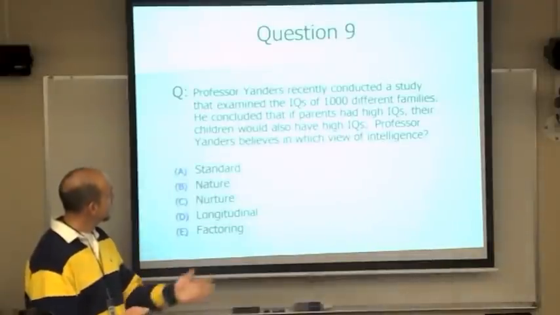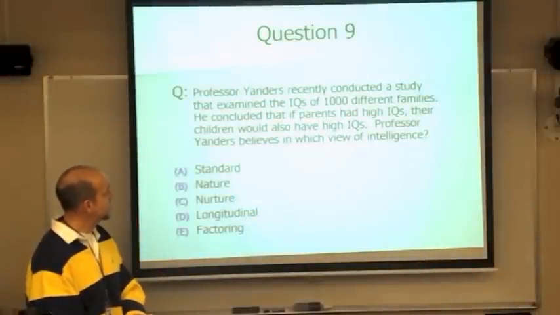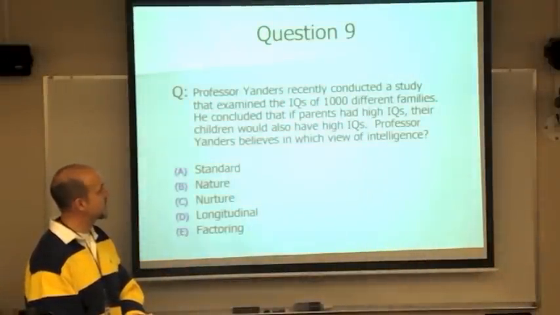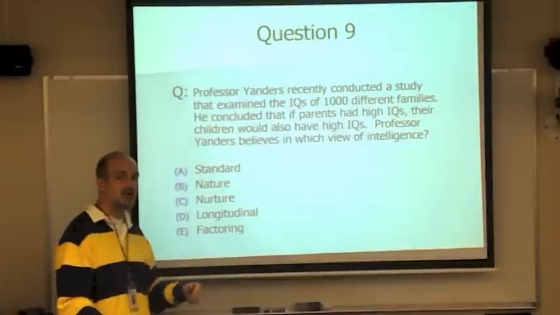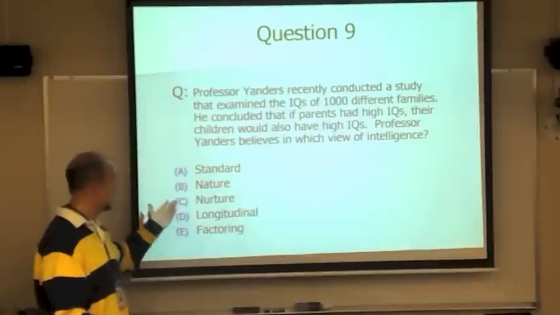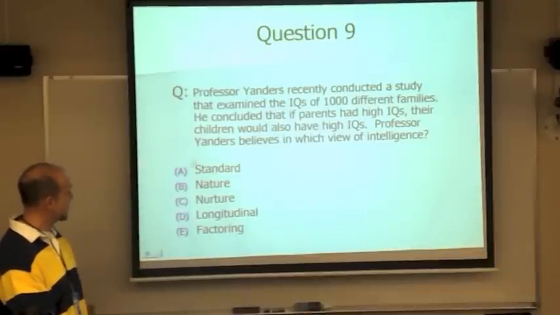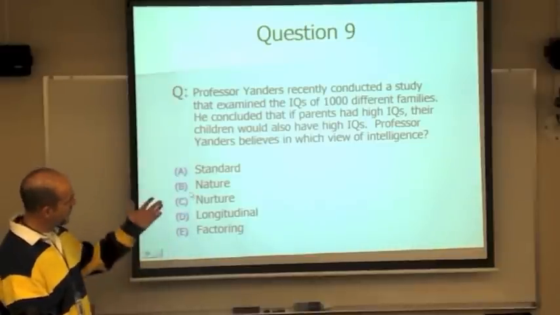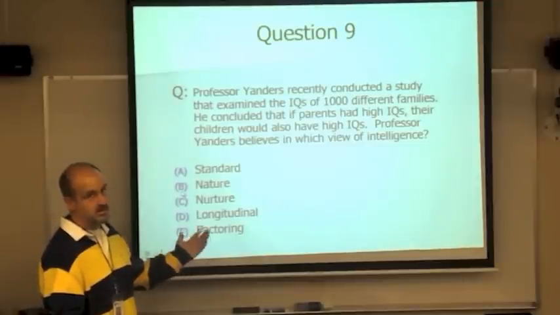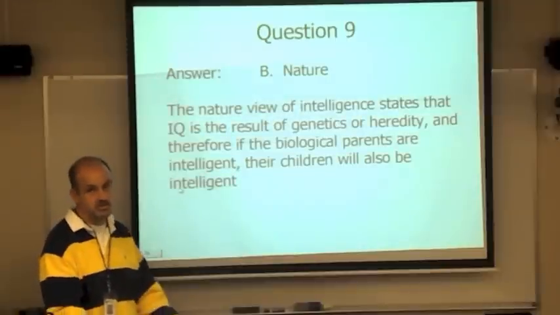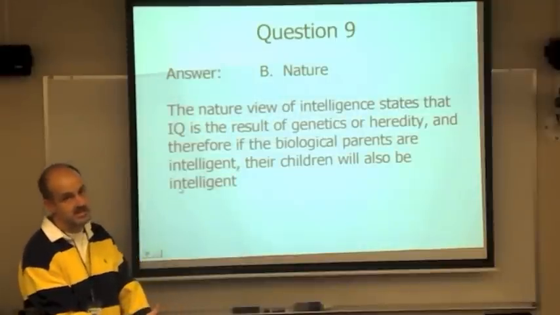Now, here's a good question. Professor Yanders recently conducted a study that examined the IQs of 1,000 different families. He concluded that if parents had high IQs, their children would also have high IQs. Now, Professor Yanders believes in which view of intelligence? So in other words, does Yanders support nature or nurture on this one? And that obviously comes down to B and C. Now, when you look at the question, you conclude that if parents had high IQs, their children would have high IQs. He is supporting, obviously, the nature side of the argument, that intelligence is passed down from parents to their children.